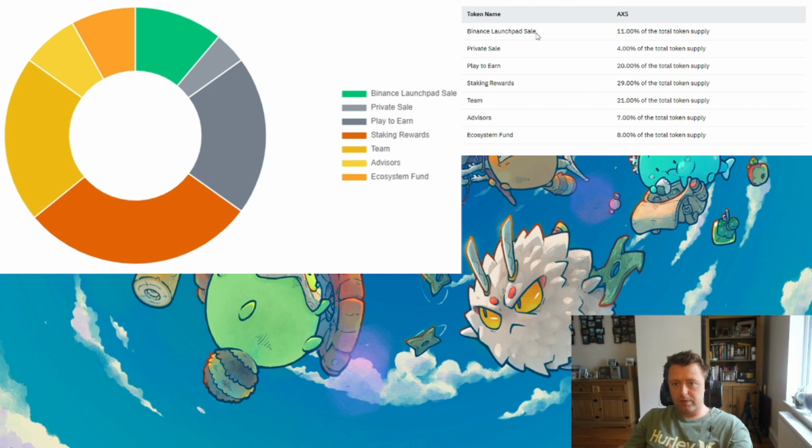So as it's split up, we've got 11% from the launchpad sale, 4% private sale, 20% play to earn, 29% staking rewards, 21% for the team, 7% for advisors, and 8% for the ecosystem fund. And you can see that graphically represented here.